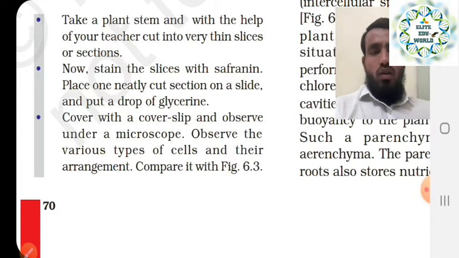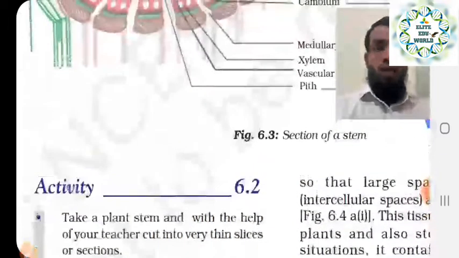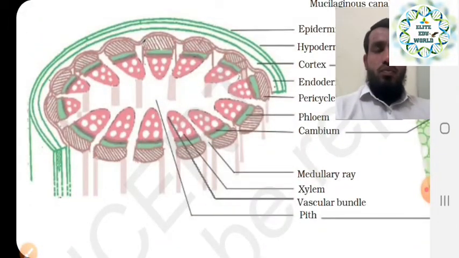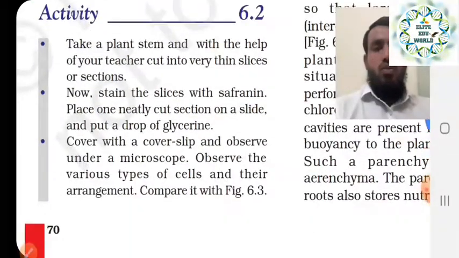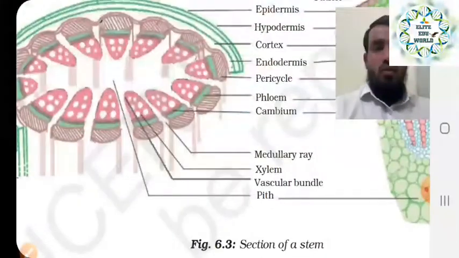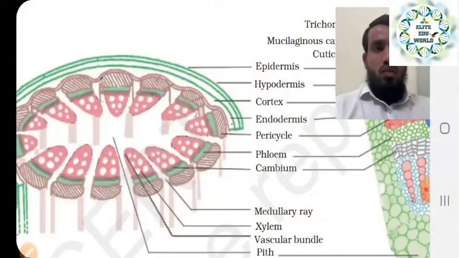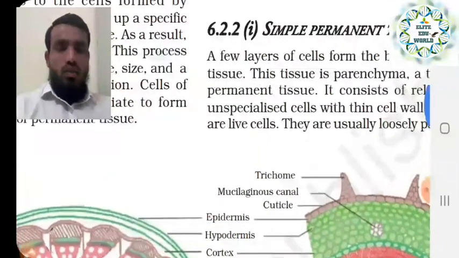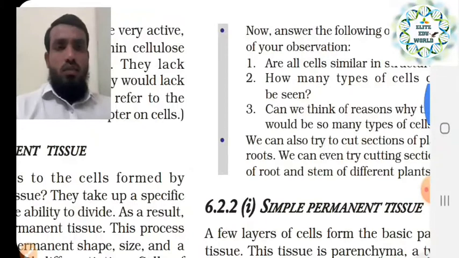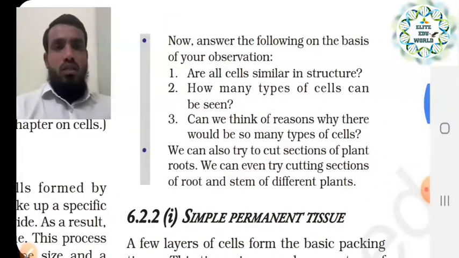After looking through the microscope we will have this kind of view, and here we can see many different kinds of cells. After observing under the microscope you will see different types of cells and their arrangement, and we can compare our slide with this diagram. You will find this kind of structure once you look into the microscope. This is the section of a stem.